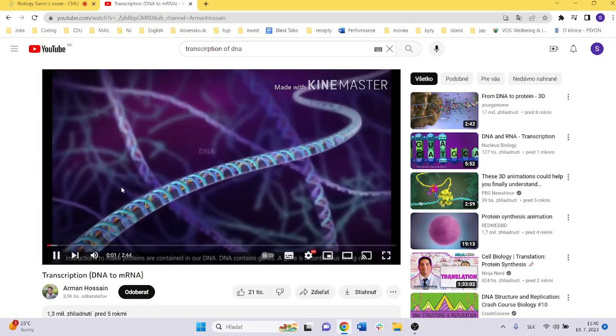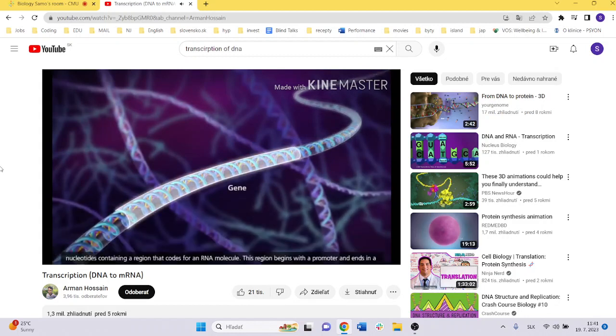Proteins are contained in our DNA. DNA contains genes. A gene is a continuous string of nucleotides containing a region that codes.